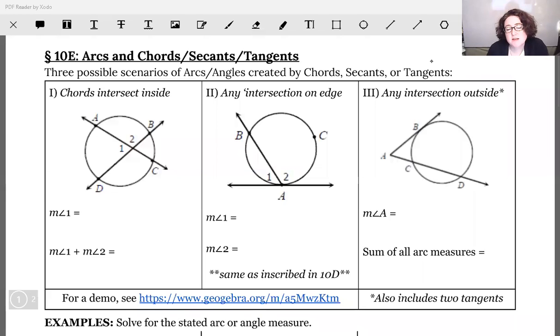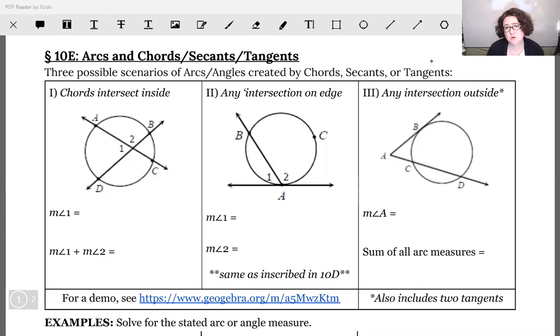So in our last lesson for circles, we're going to look at some more relationships between arcs and their arc measures versus the angles that cut them off, the related angles, whether they're inscribed angles, central angles, or just created by the intersection of two segments like a chord or a secant or a tangent.